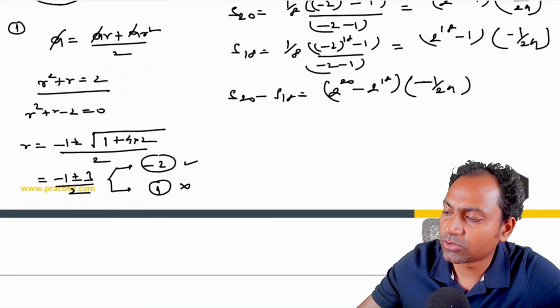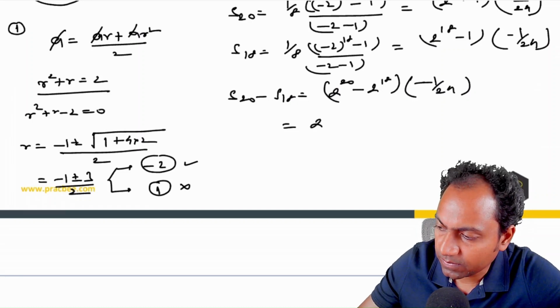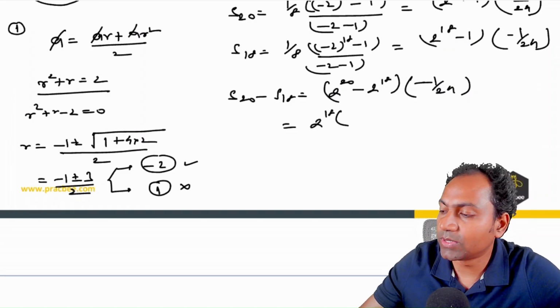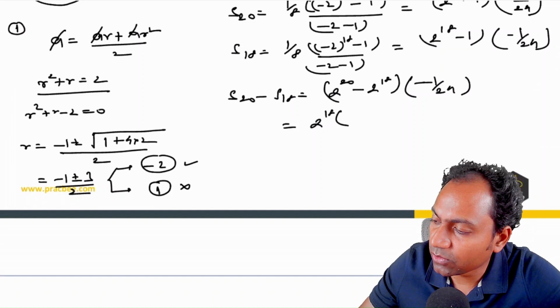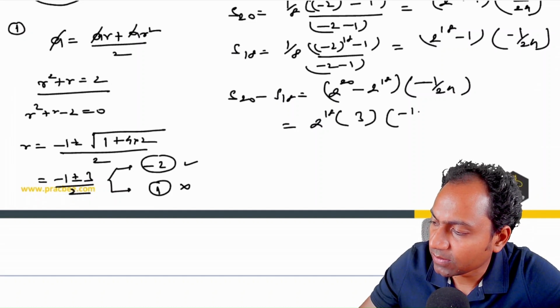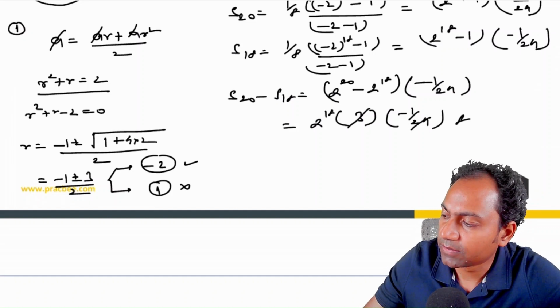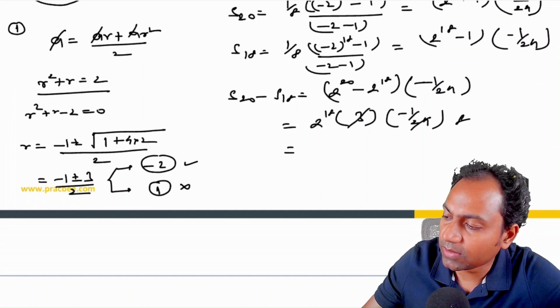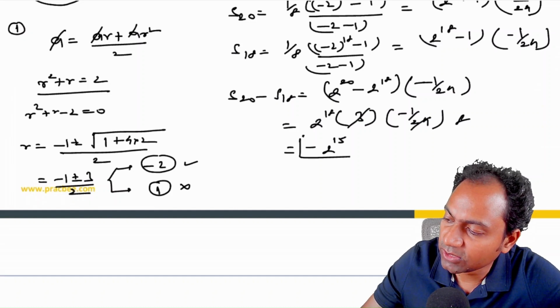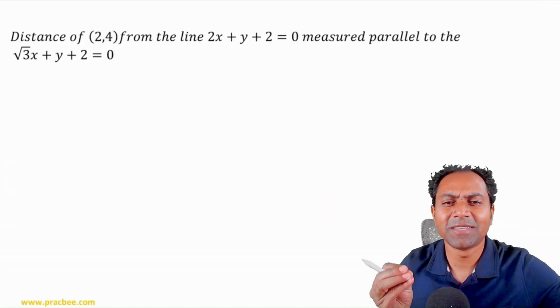So if I take 2 raised to the power 18 common, it reduces itself into 2 raised to the power 4 minus 1. This comes out to be 3. 3 will get cancelled out with 8. And what we are getting is nothing but minus 2 raised to the power 50. This becomes our answer.